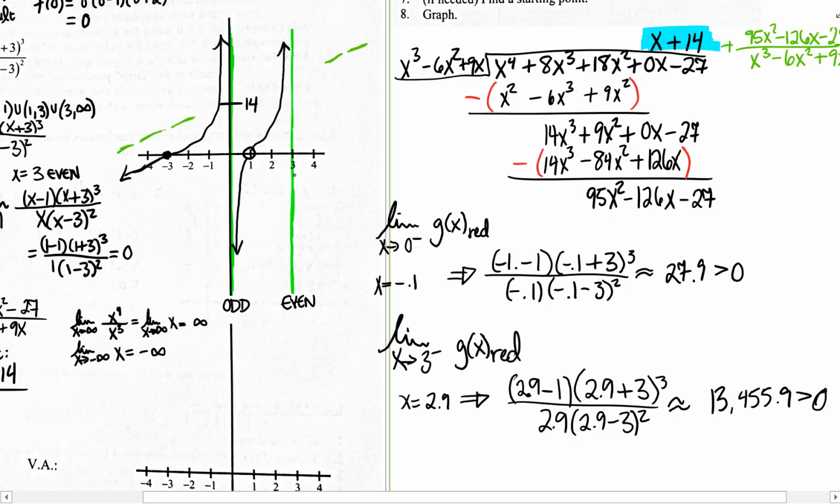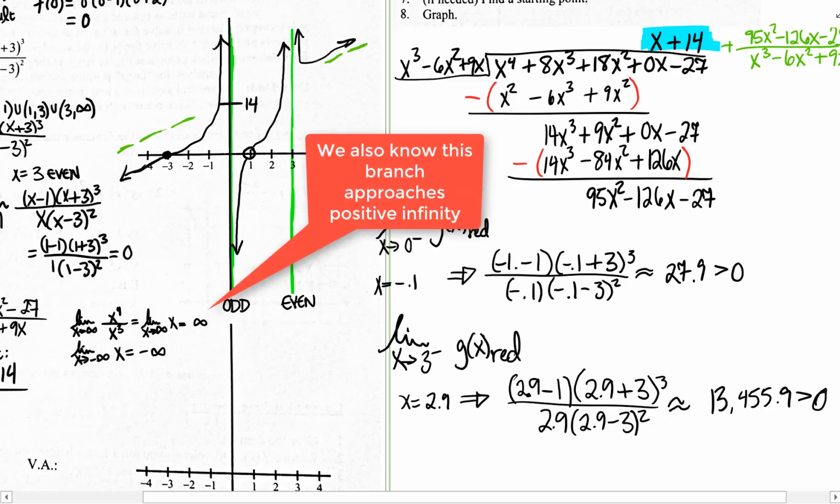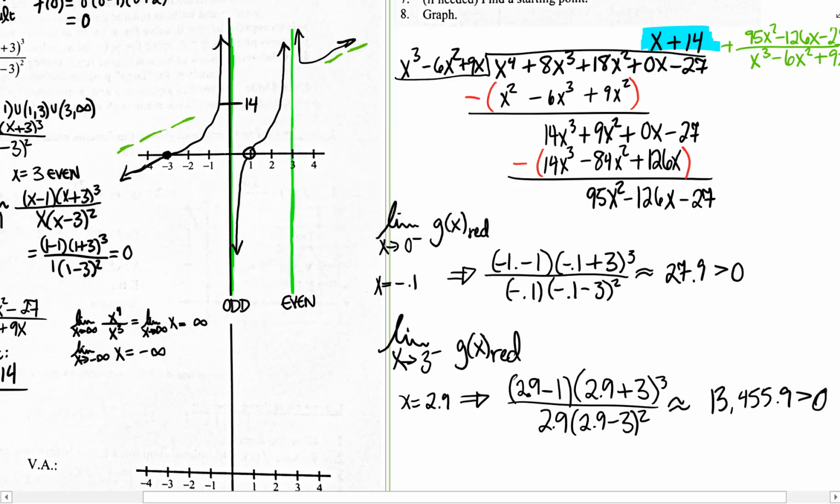And then because x equals 3 is an even asymptote, I know the behavior is the same on this side as well. This one should head toward infinity. And the rest of this branch will follow our slant asymptote for its end behavior.